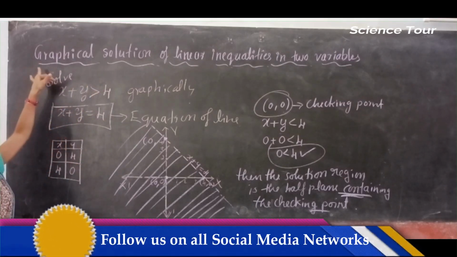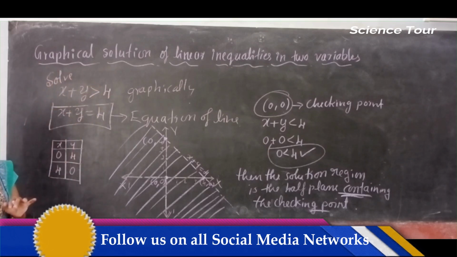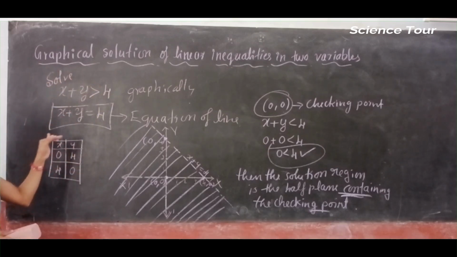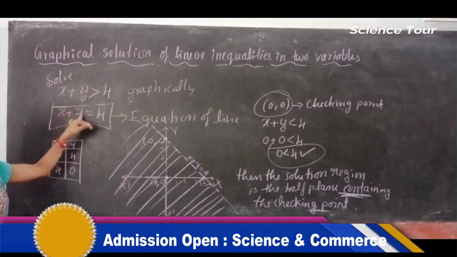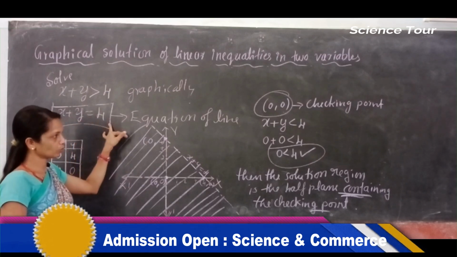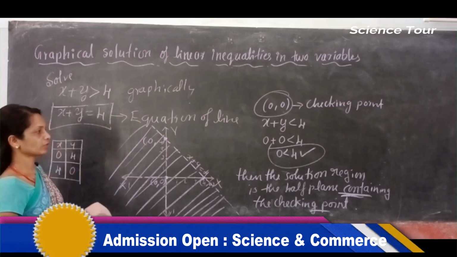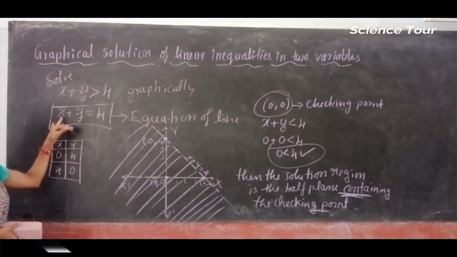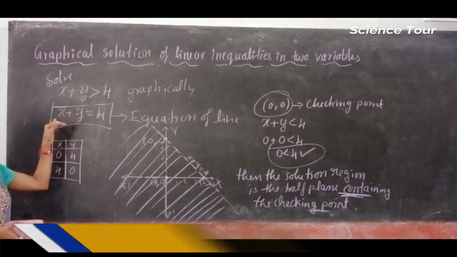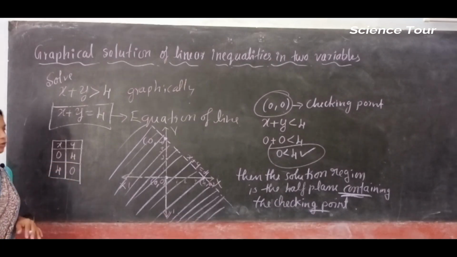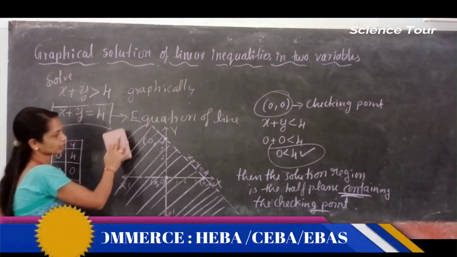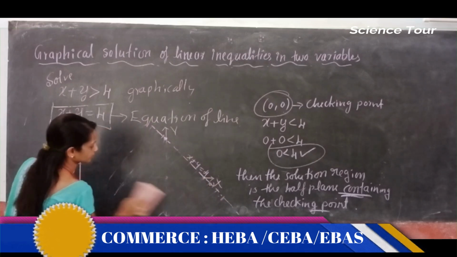Suppose you are given this inequality to solve graphically. Then the same thing you have to do: replace the inequality symbol by the equal to symbol. Then you will get the same line, x plus y is equal to 4. That is the equation of the line, and you have to draw the graph of this line. To draw the graph, you have to find any 2 points of that line. Here we already found the points 0, 4 and 4, 0, and we have the graph of that line here.